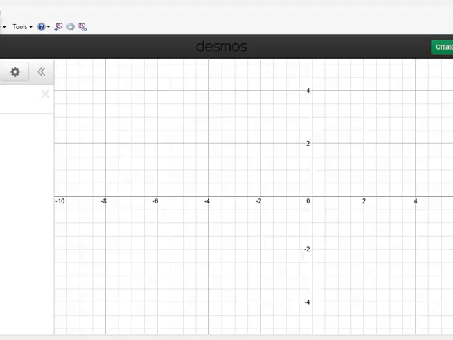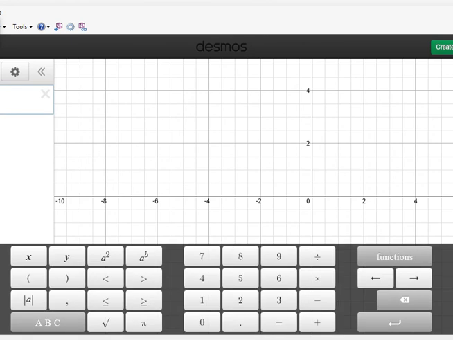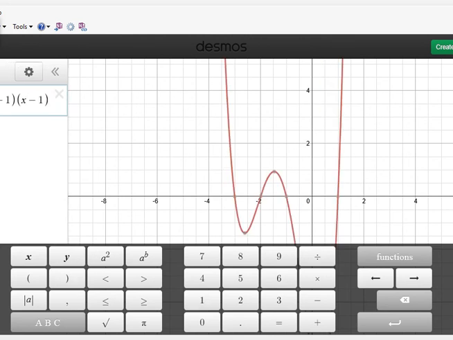So let's open Desmos, and we're going to type in the equation. Y equals x, parenthesis x plus 3, x plus 2, x plus 1, and finally x minus 1. And we should have the exact same equation that we had before.